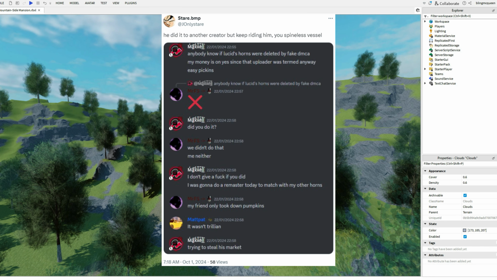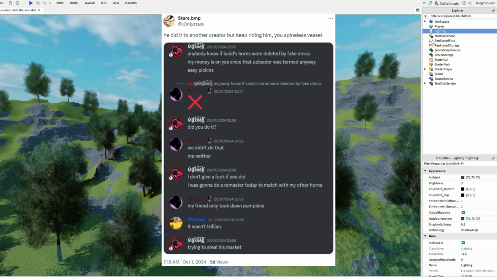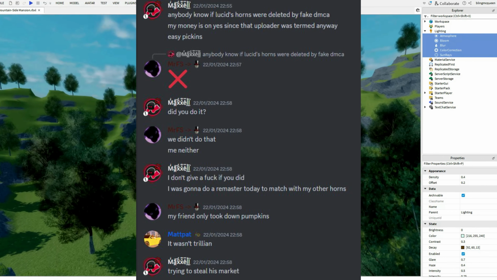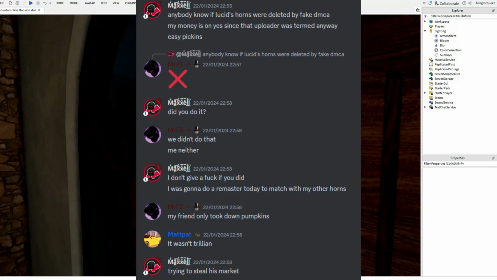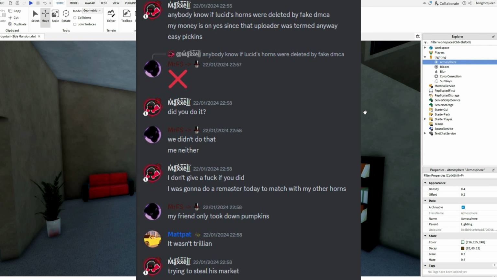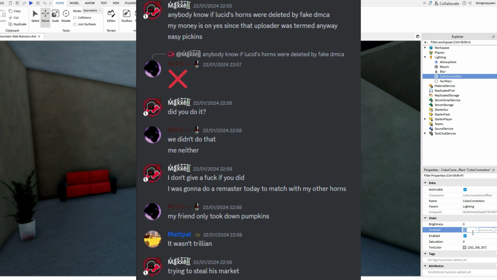Here's a Discord conversation he was having, shared by stater.bmp, where he states, "Anybody know if Lucid's horns were deleted by fake DMCA? My money is on yes, since that uploader was termed anyway. Easy pickings. Did you do it?" "We did not do that." "Me neither." "I don't give a if you did. I was gonna do a remaster today to match with my other horns. My friend only took down the pumpkins."